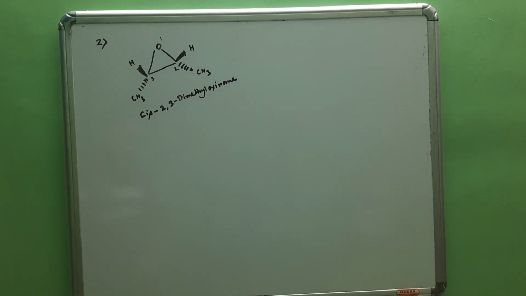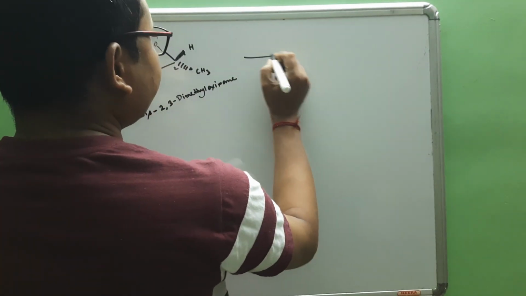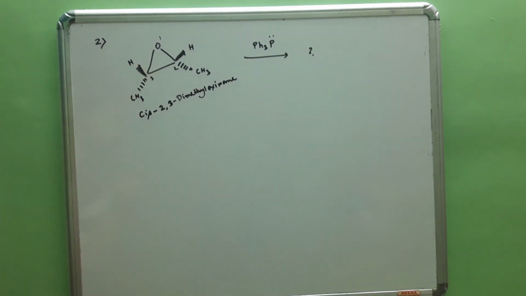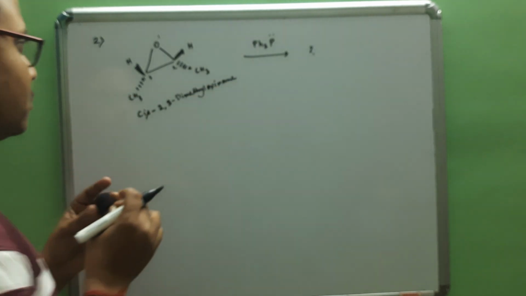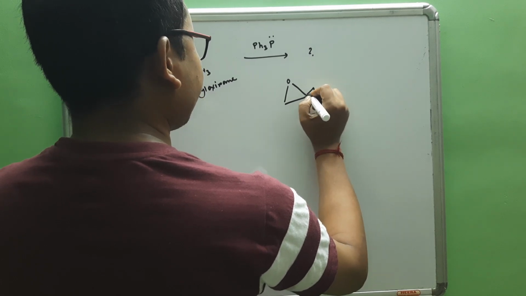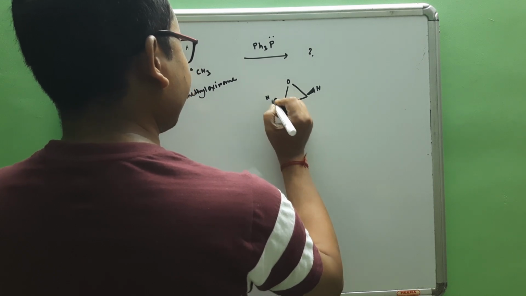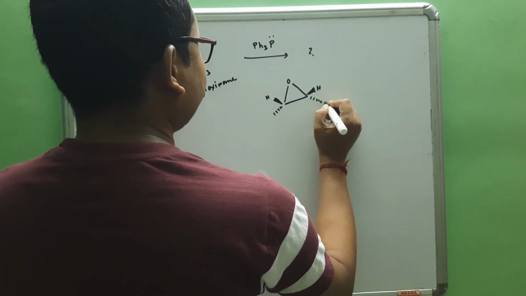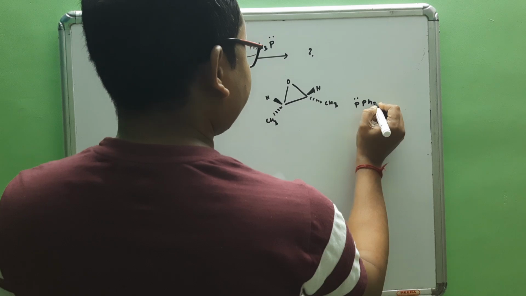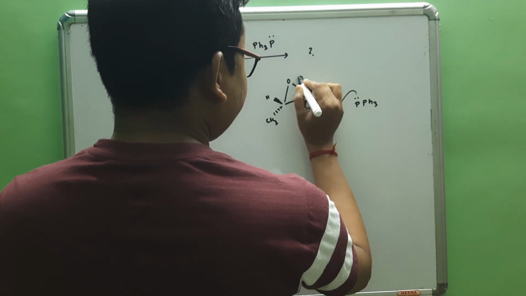So if 2,3-dimethyl oxirane is treated with triphenyl phosphine, what will be the end product? Very often you may be asked this. So triphenyl phosphine attacks any of these two carbon atoms, and here it sits like this.